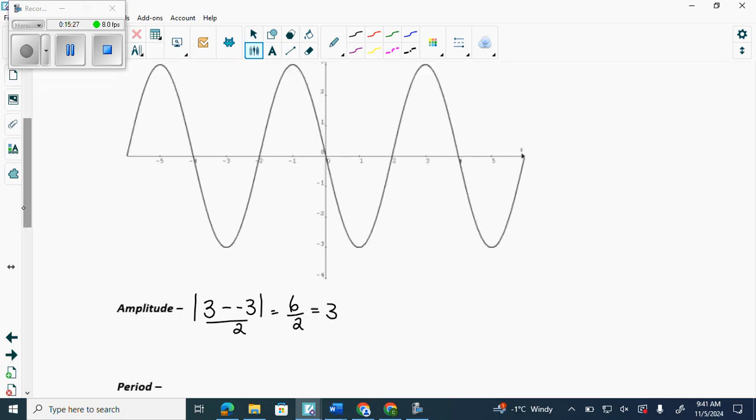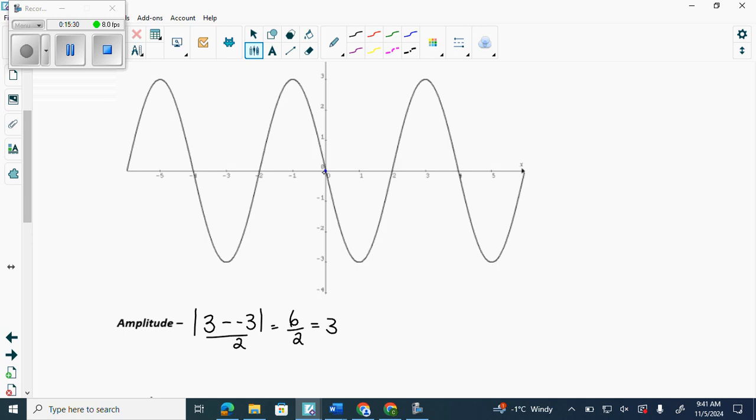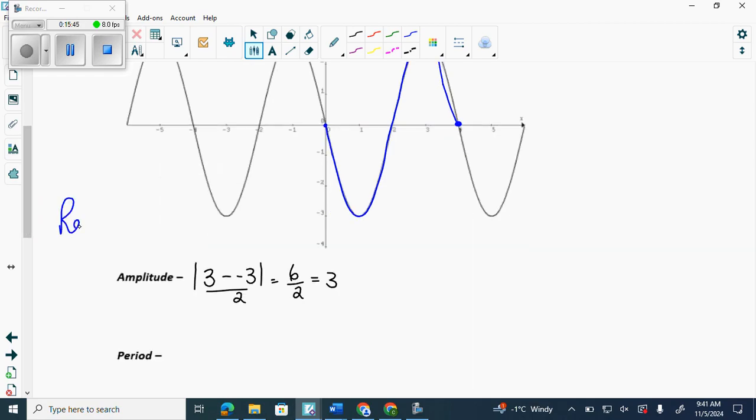Okay, let's go through this one. Start at the y. Go past a min. Stop. Keep going past the max. Back down to this height. What is it? How long horizontally? 4π radians. Yeah, this is in radians.